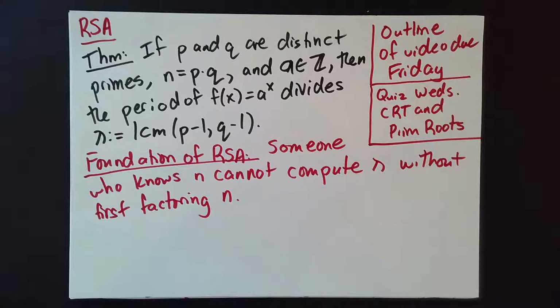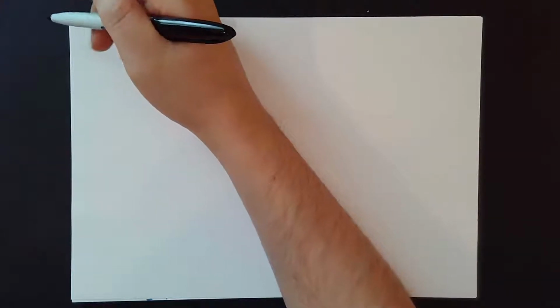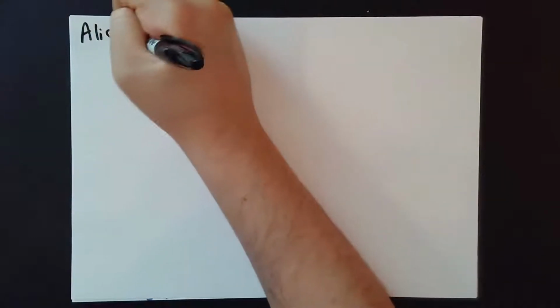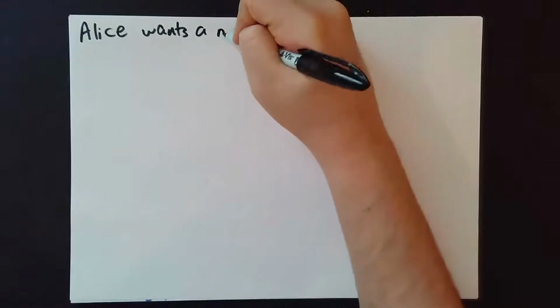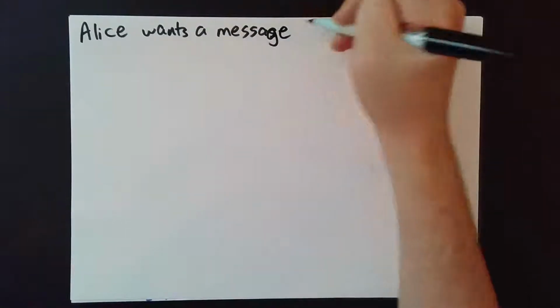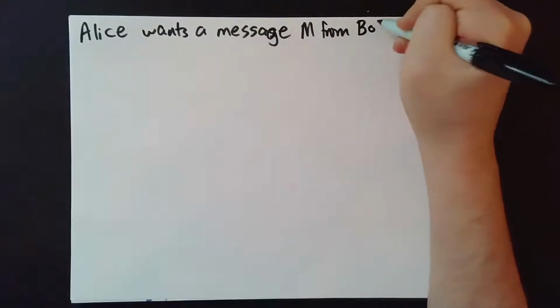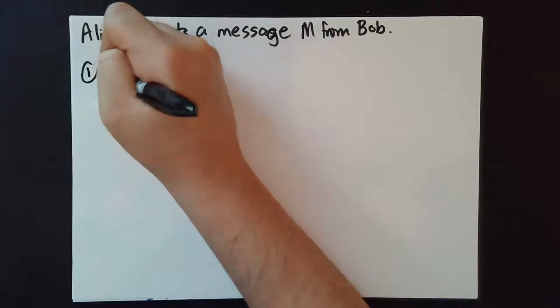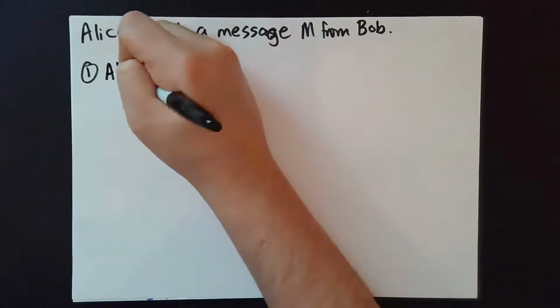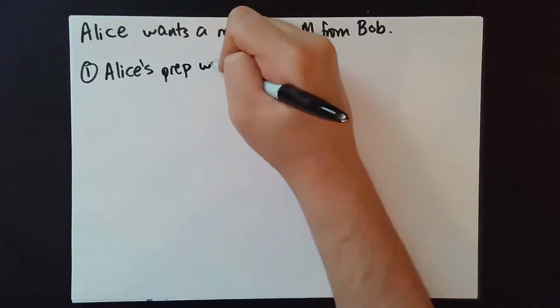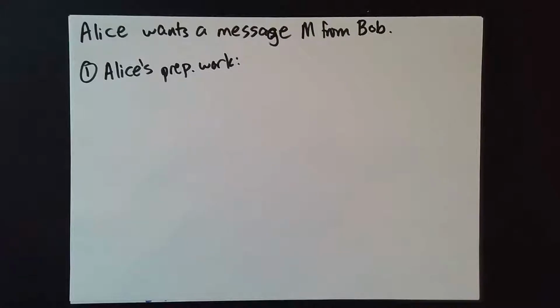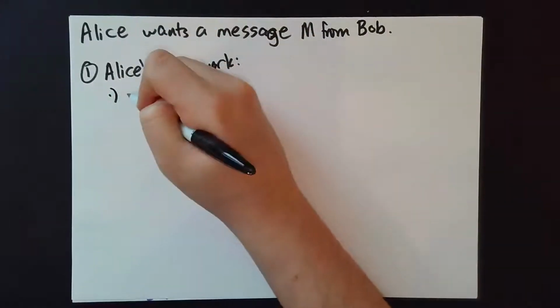Okay, so let's outline RSA now. Here we're going to say Alice wants to send a message to Bob, or Alice wants to send a message from Bob. I forget which one I said last time. Let's say Alice wants to receive a message. Okay, so Alice has to do a lot of preparatory work. The first thing Alice has to do is generate two large primes, p and q.